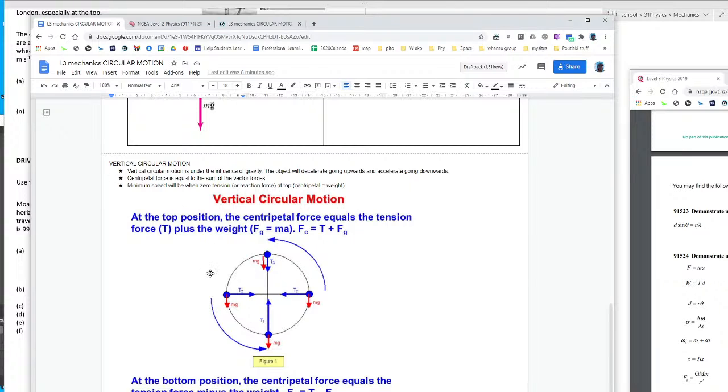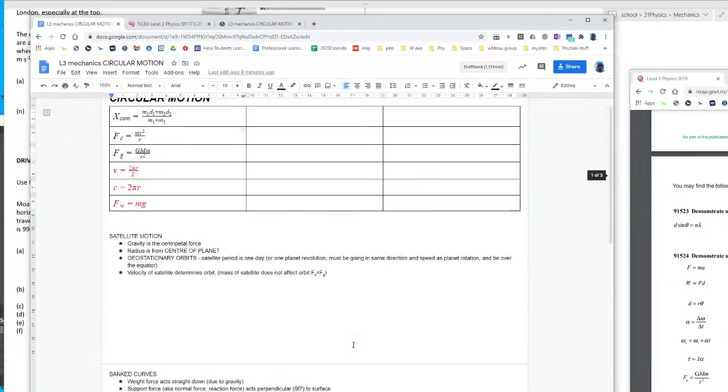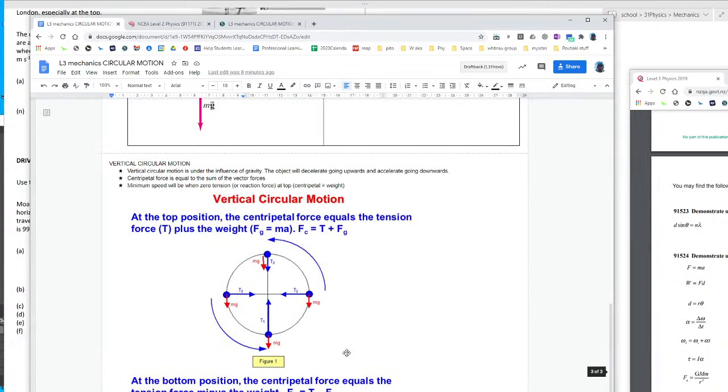So the other ones we're assuming constant velocity. This one is constant velocity, and the satellite motion is going to be constant velocity as well. This is the only one where you don't get a constant velocity. We get a change in velocity because it's accelerating downwards and decelerating going upwards.